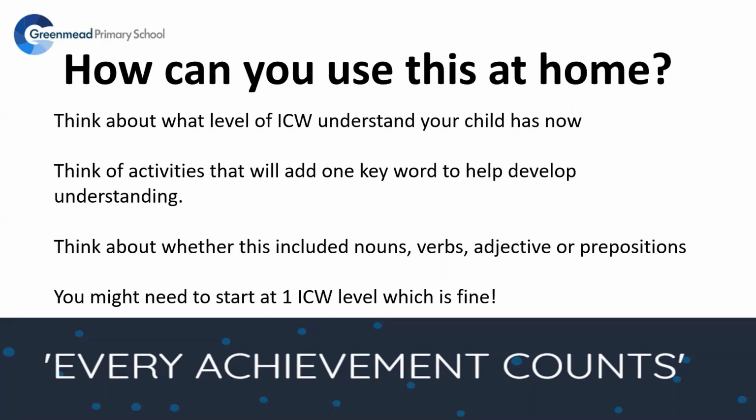So it's also important to think about the type of word. So some children have better understanding of nouns, so names, objects, but might not have such a good level of information carrying word understanding with verbs or adjectives or prepositions. So think about what word you're working on. Again, if you want some help with this, please do email us. We can let you know. And you might need to start at a one keyword level, which is absolutely fine.